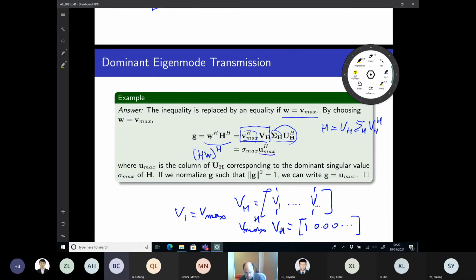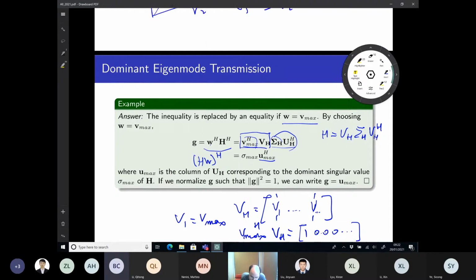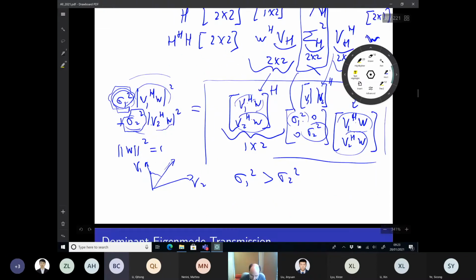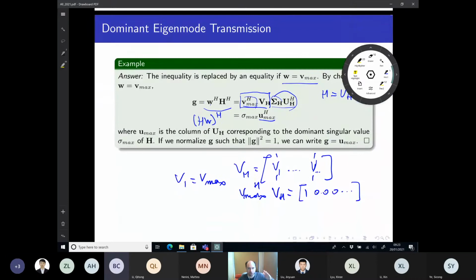Okay, so what that means is that this is called dominant eigenmode transmission. You actually have multiple modes here. In this 2x2 example, you have two modes. You can transmit more towards V1 or more towards V2, but we choose to transmit more along V1 because V1 corresponds to the strongest eigenvalue. So you have a 2x2 matrix, and what you do is transmit along the right singular vector of H, Vmax, and you combine along Umax, which is the dominant left singular vector of H.